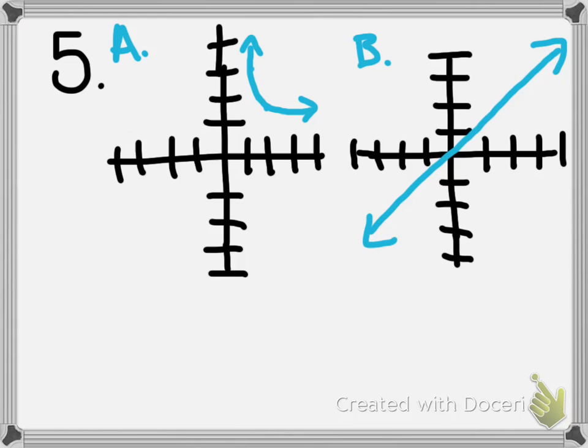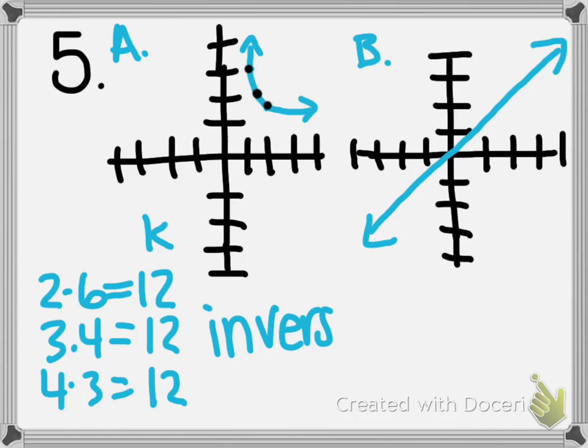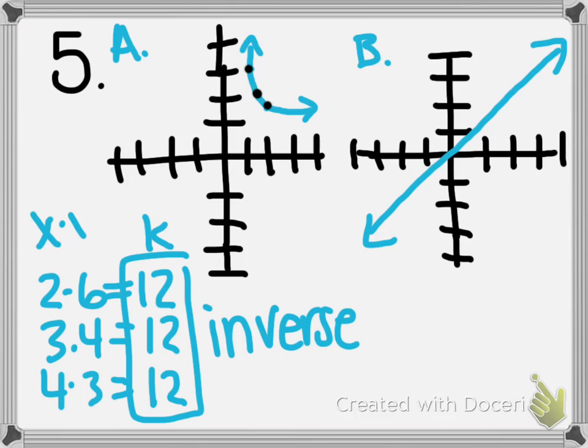The first point I have here is 2, 6. So I'm going to multiply 2 times 6, and that gives me 12. This would be my constant. I'm going to double check that by checking another point on my line. This point is 3, 4. 3 times 4 is 12. That confirms it, and the last one, 4 times 3, is also 12, so this is inverse variation. My constants are the same when I multiply x times y. My k, the constant, is 12.